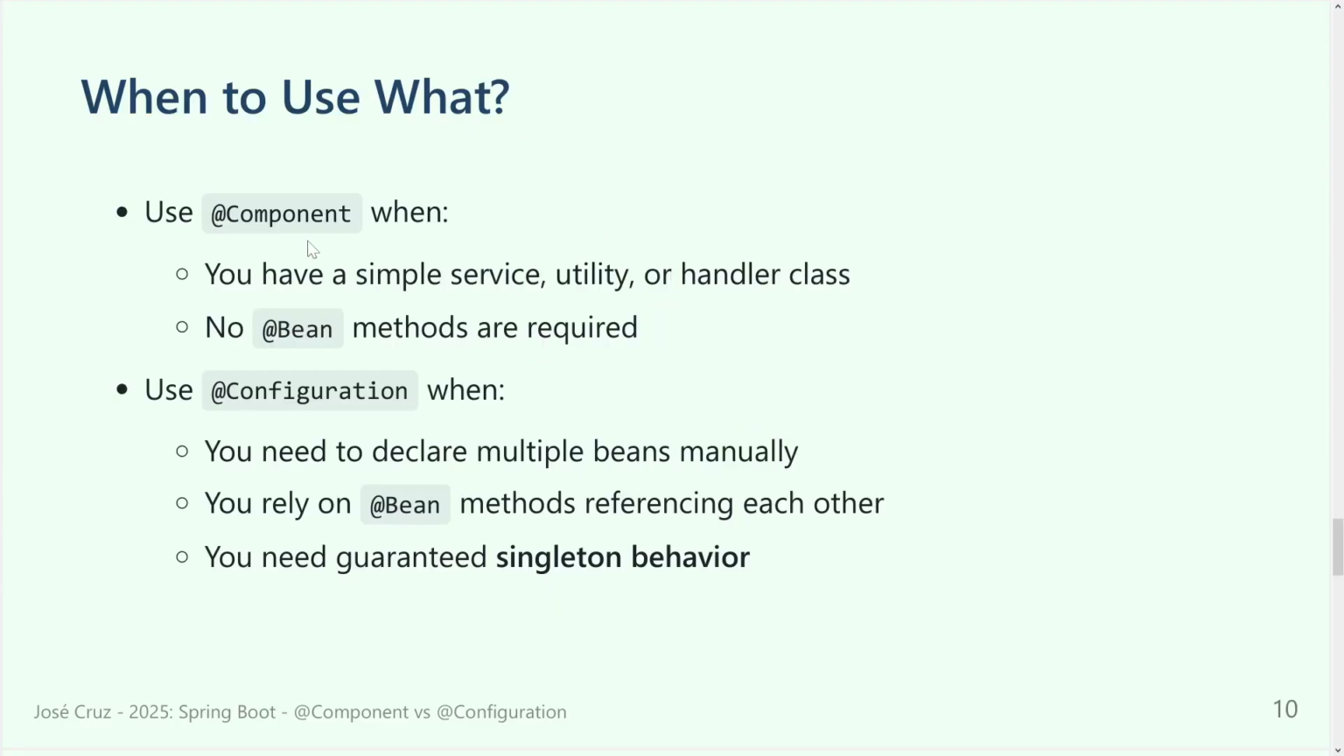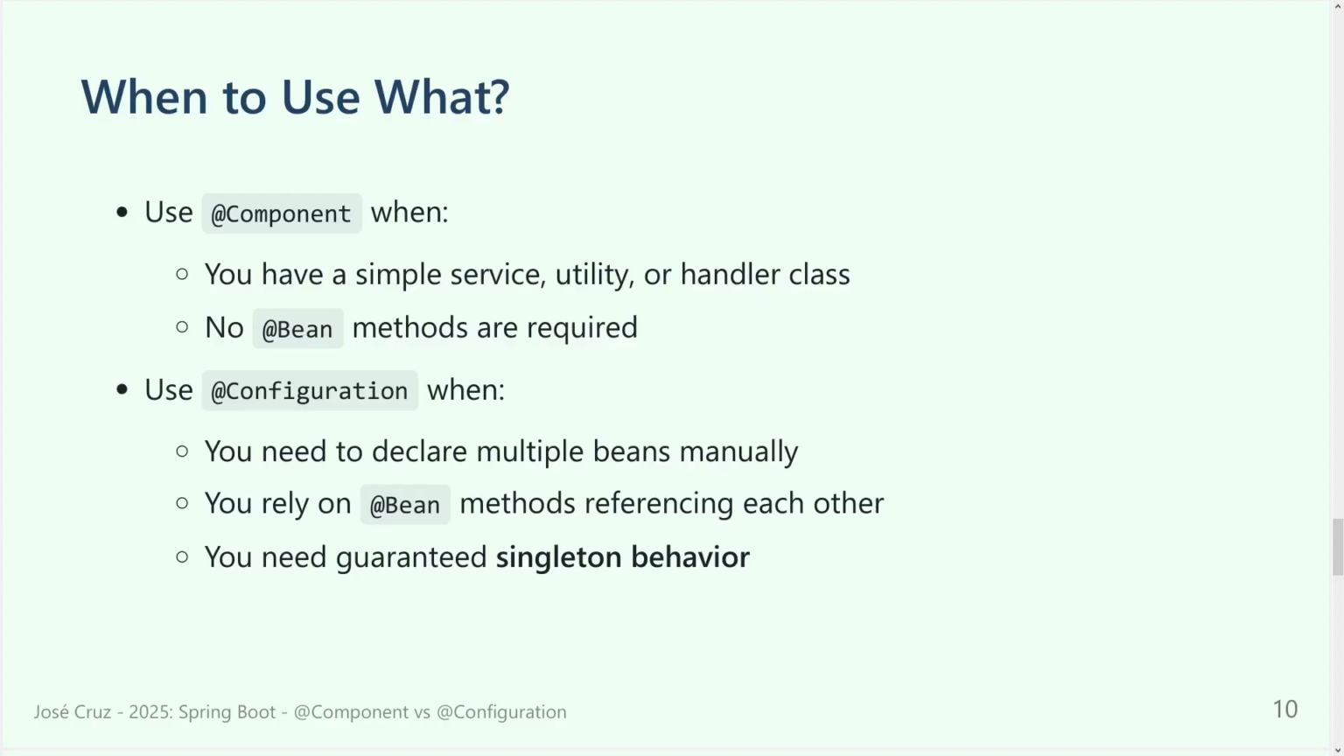So when to use what? Use component when you have a simple service, utility, or handler class. No bean methods are required. Those are usually classes like user service, user repository, user rest controller, entities, and things like that. It's quite common to use in applications. Use configuration when you need to declare multiple beans manually, you have to customize, or you rely on bean methods referencing each other. It's something that I will dig into more deeply in a future video about the relations between these beans and the methods, because they can be interrelated, and Spring understands which one should be injected first.